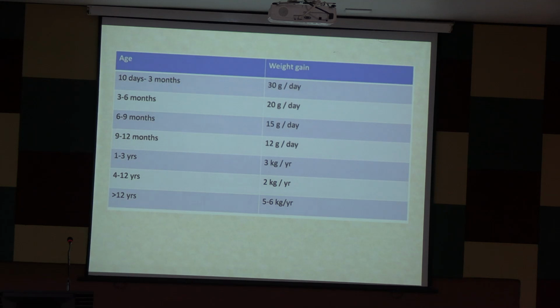And this chart shows you how the baby gains its weight, the rate of growth. Just see the slides. 10 days to 3 months. Now I will ask you a question, why is it written from 10 days, why not from day 1? Can you tell the answer? Anybody can tell the answer? Why is it written from day 10, not from day 1?